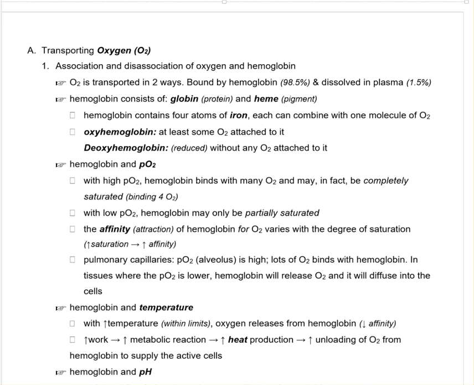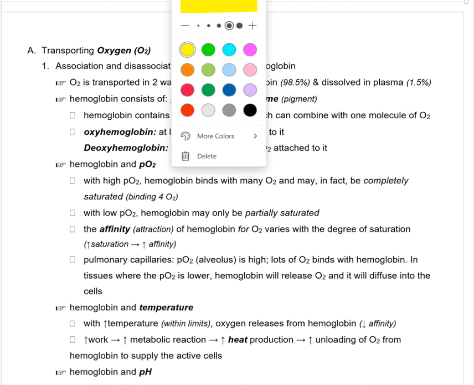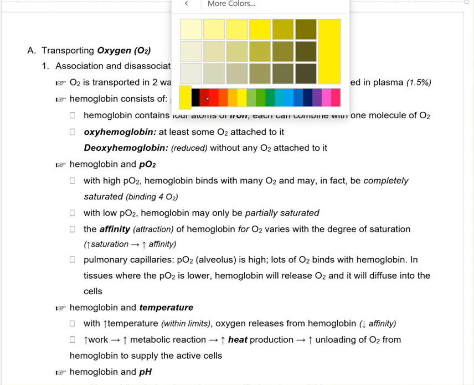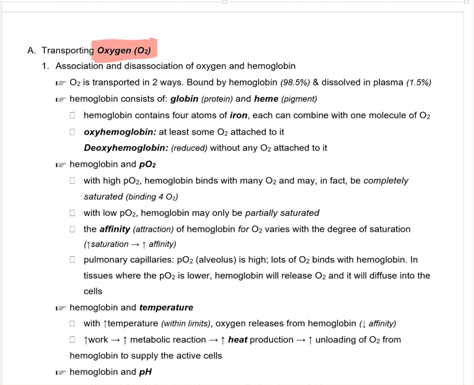So why don't we do the traditional thing? We're going to talk about oxygen first. So we're going to do it in red, all right? But I want a lighter red than what I usually have here. So let me get a much lighter red, almost a pink. Okay, so I think we're going to use that color for oxygen. And then for carbon dioxide, we'll use a light blue in a minute.